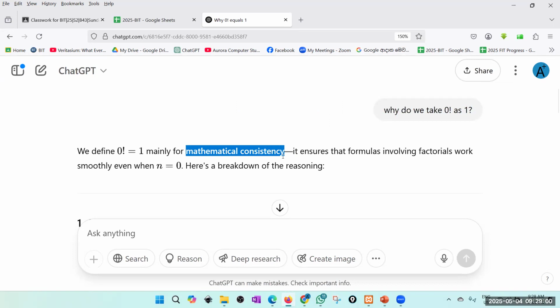Right, it ensures that the formulas involved in factorials work smoothly even when n equals 0.